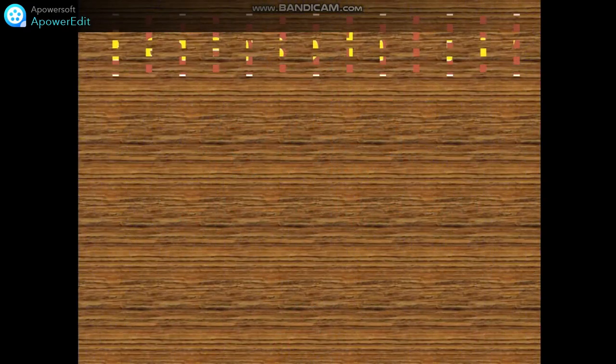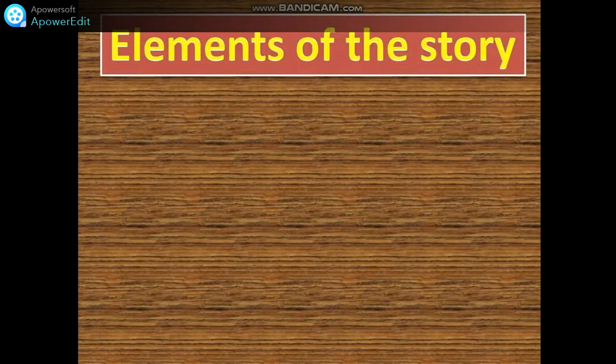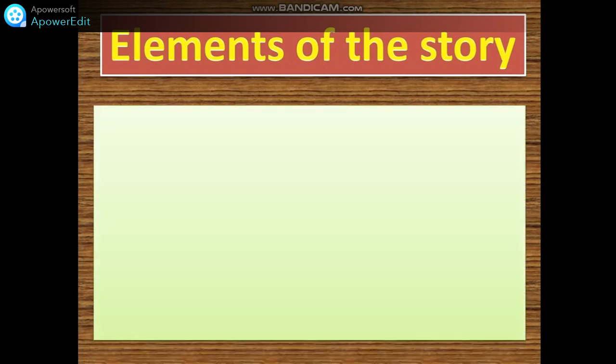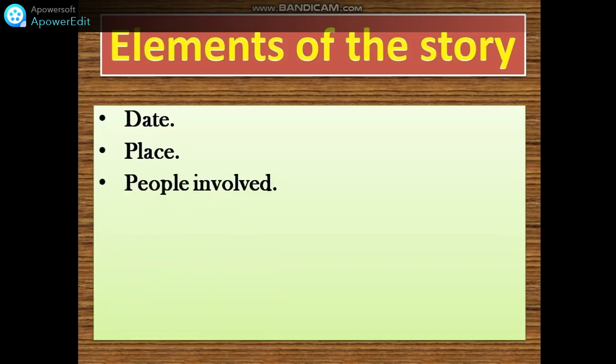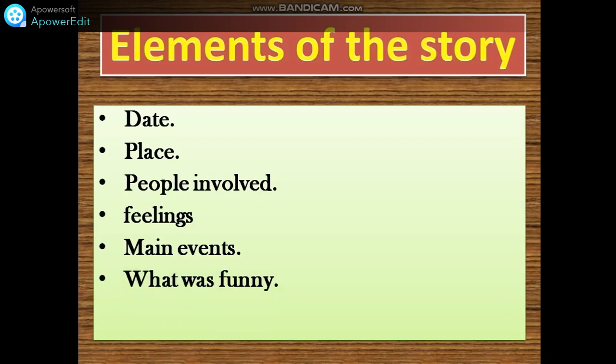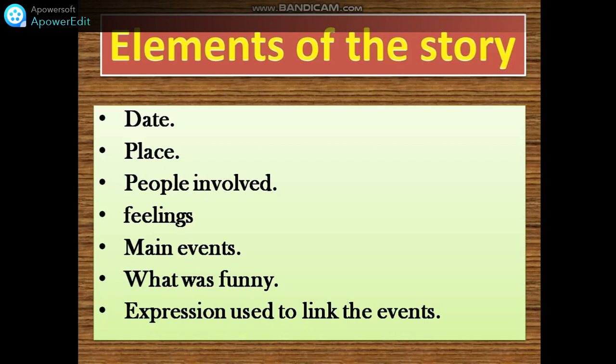Great, now let's start with the elements of the story. Of course, when you want to write a story, you need to have elements in your hand by which you can build your story. These elements are date, place, people involved, feelings, main events, what was funny, and the expressions used to link the events. Of course, there is not one expression, there are many expressions.